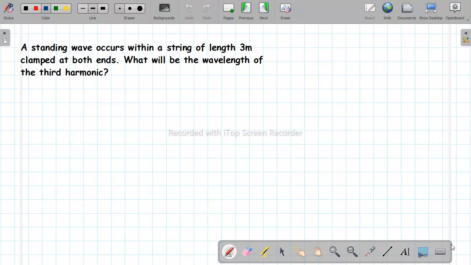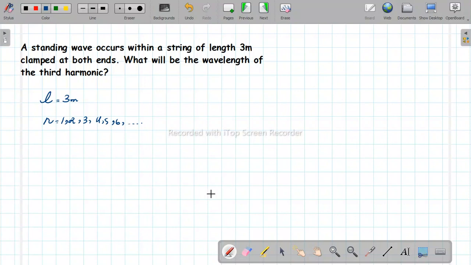Then we have another case. A standing wave occurs within a string of length of string is 3 meters, clamped at both ends. The moment they said clamped at both ends, इसका मतलब है n की सारी values allowed है, 1, 2, 3, or I missed 4. Make sure that you write them sequence के हिसाब से 4, 5, 6 and so on, right?